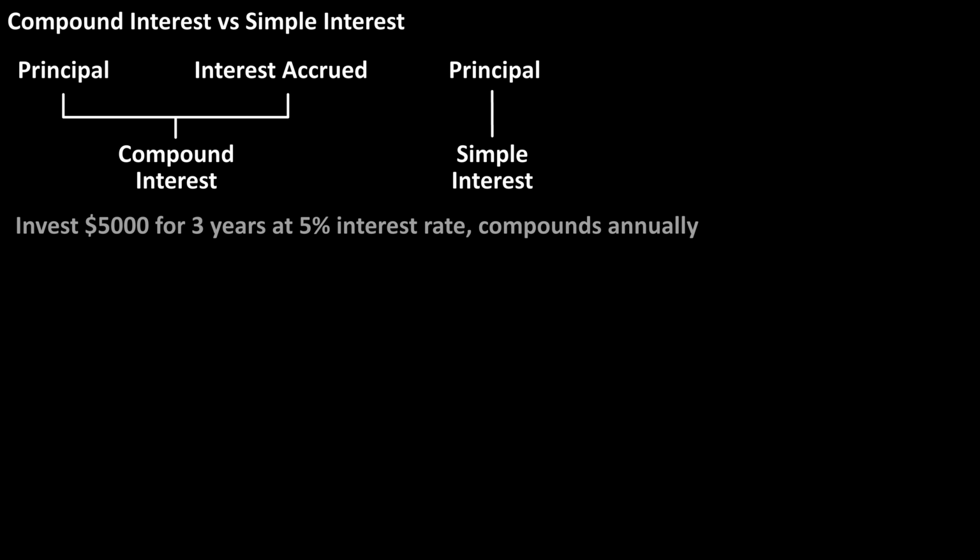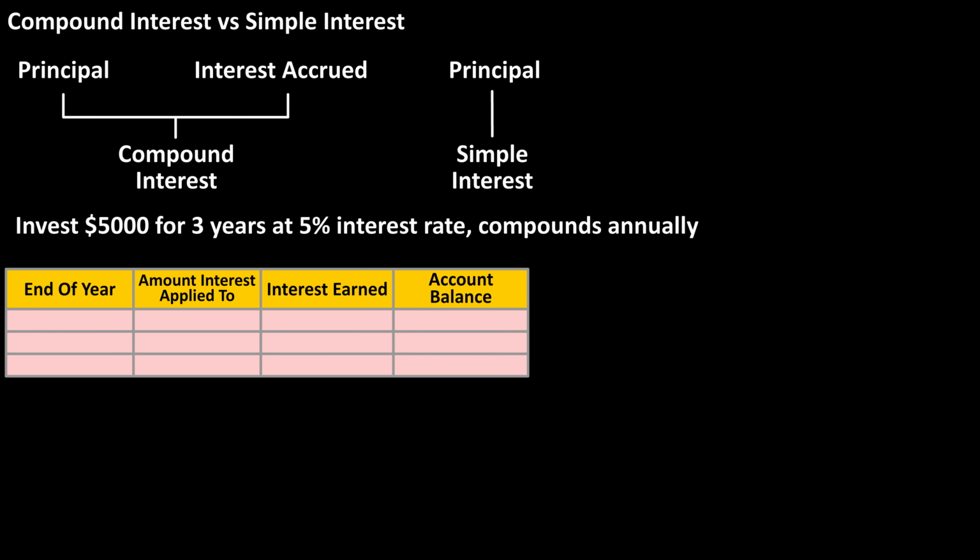Let's say that you want to invest $5,000 for 3 years in an account and have two options: an account that uses simple interest and an account that uses compound interest. To keep this simple and easy, we're going to say that both accounts compound once a year, at the end of the year, and the yearly interest rate is 5% on both accounts. Here's a chart that we'll fill in to show the difference.